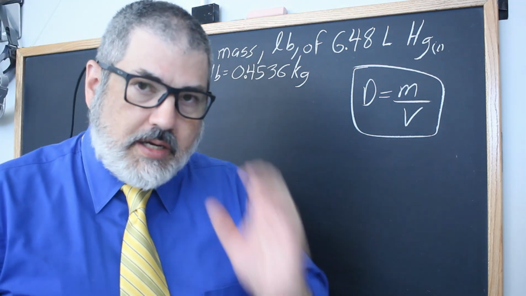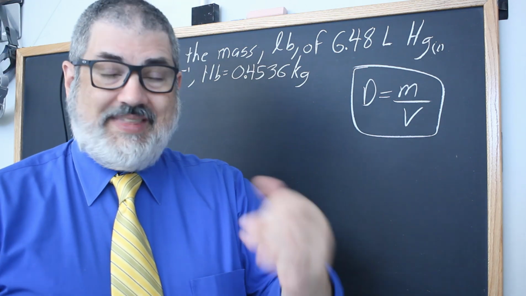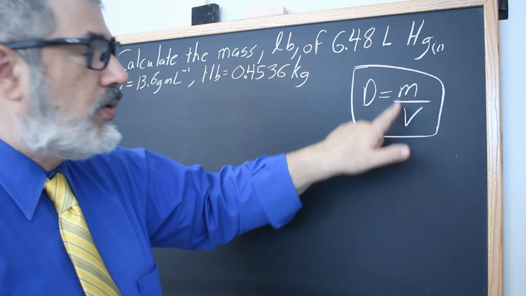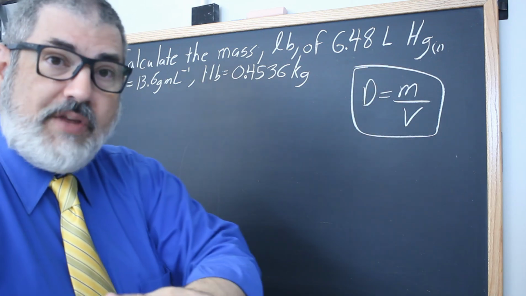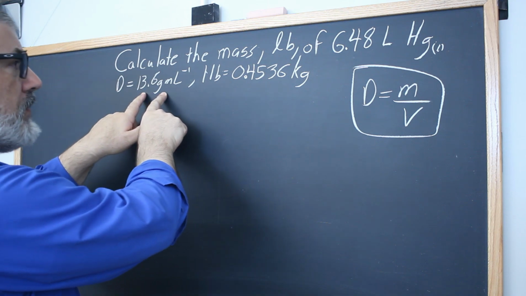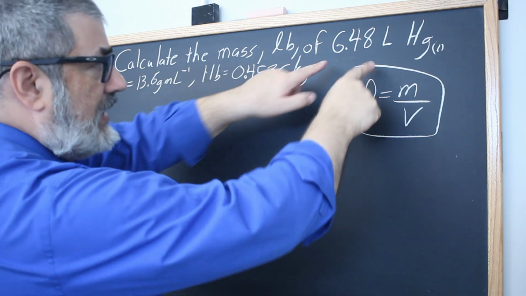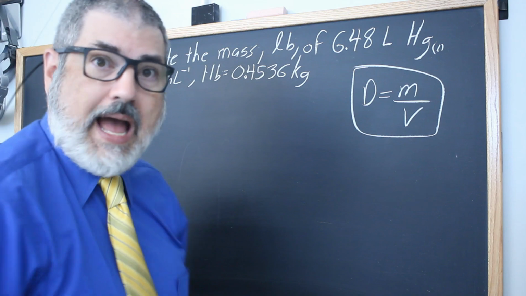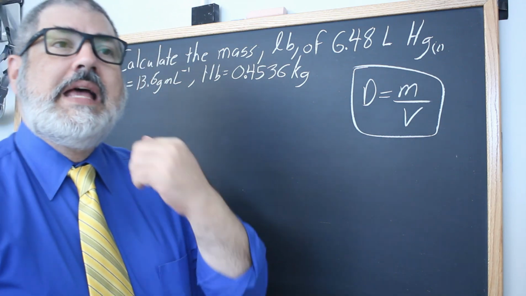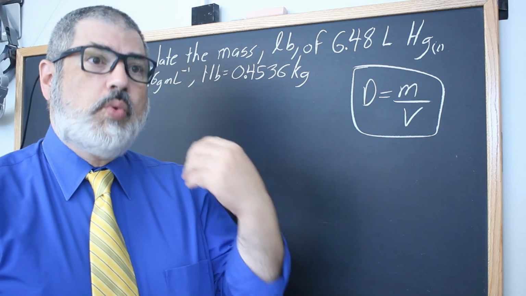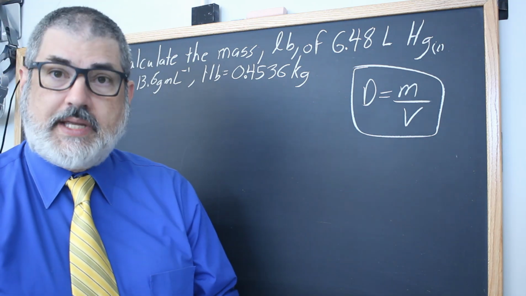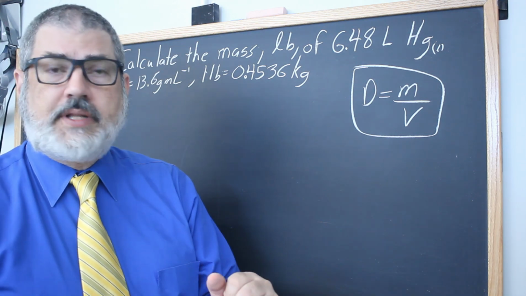If you are not comfortable with dimensional analysis, this kind of problem will trip you up because you can't just plug and chug into D equals m over v, and the reason why is the units are wrong. Density is in grams per milliliter. I'm giving you liters and I'm asking for pounds. So dimensional analysis, I'm going to keep harping on this because, again, this is something we will really go into much greater detail later in the semester with stoichiometry calculations that use dimensional analysis.